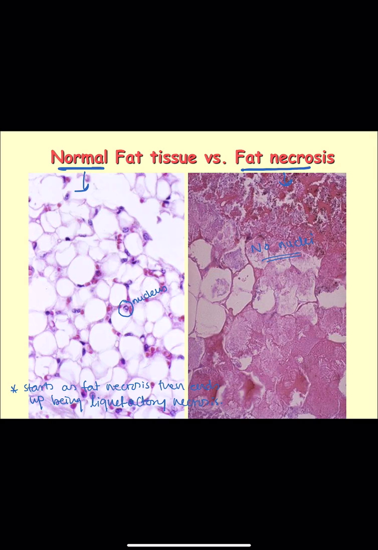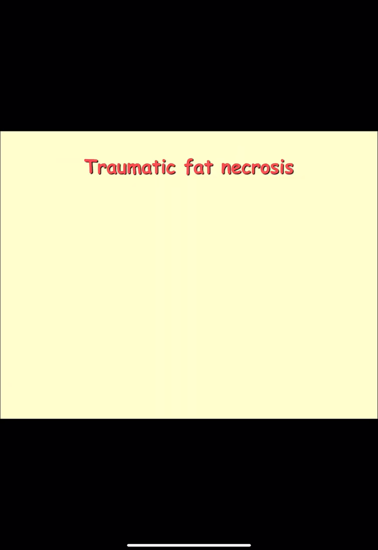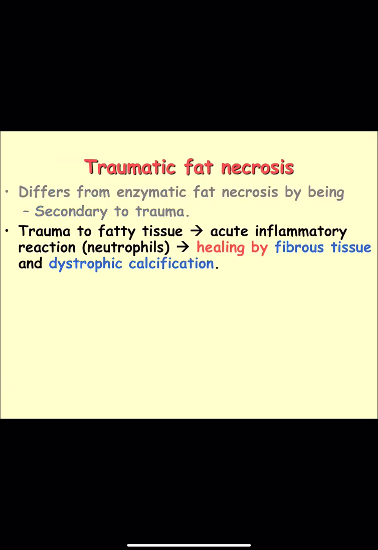Okay. All right. So again, this is what I told you. As long as you're seeing the outline of the cell, that makes it a coagulative necrosis. It is not liquefactive. Liquefactive, nothing stays. Everything is gone. Here you still have the outside of that cell, which makes it a form of coagulative necrosis. All right, now traumatic fat necrosis, as I mentioned to you, is secondary to trauma.